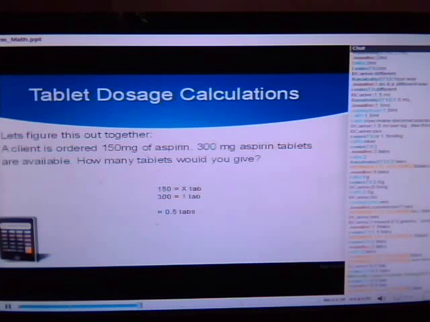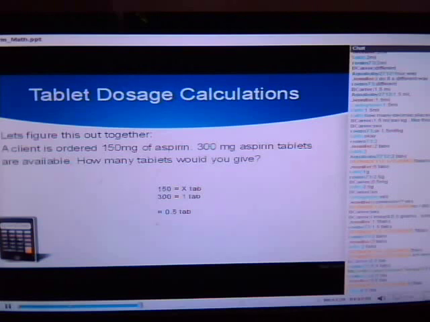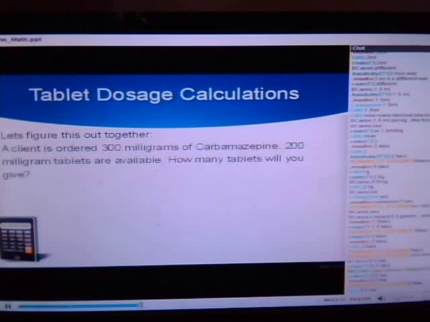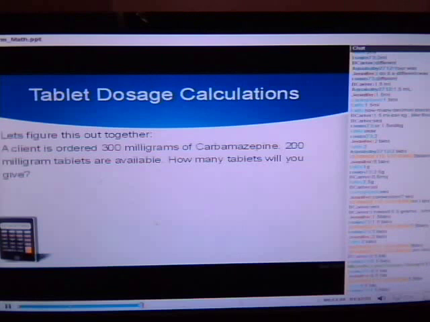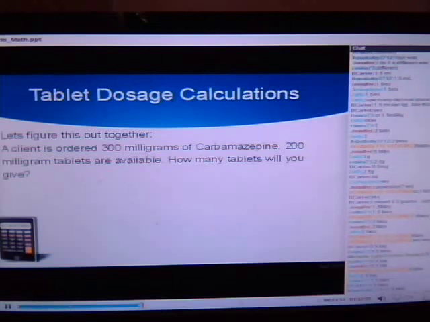All right, let's go to the next one. What do you come up with, gang? Anybody else want to chime in? Do you write tabs or tablets if the question says tablets? It doesn't matter, as long as they know it's a tab.